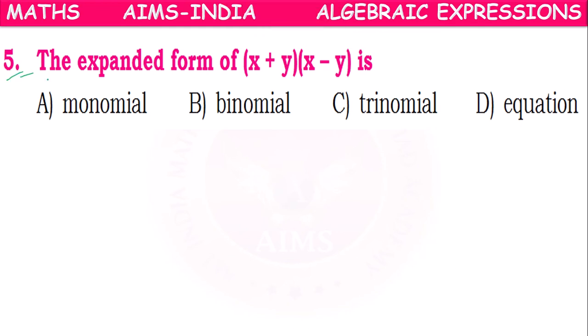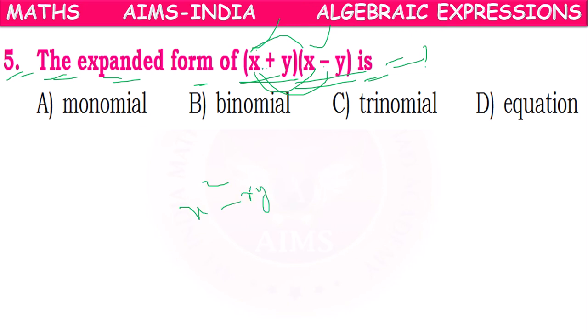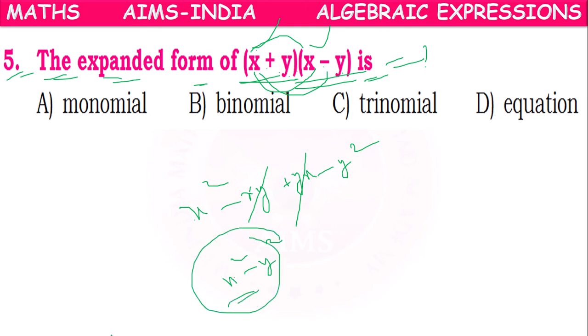Next, the expanded form of x plus y into x minus y is. If you multiply these two, first one is a binomial and second one is a binomial. If you multiply these two, the product will be what? Let's multiply first with x. x into x, x square. x into minus y, minus xy. y into x, yx. So y into minus y, minus y square. So plus xy, minus xy cancel. We have x square minus y square, which is a binomial.